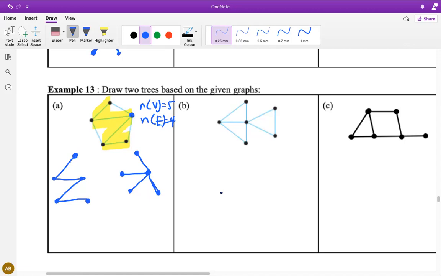Okay. All right. Now we go to B. You see B here. How to draw B as a tree, right? So in your textbook, it's very simple. So it's 1, 2, and then in the middle, and then go here and here.